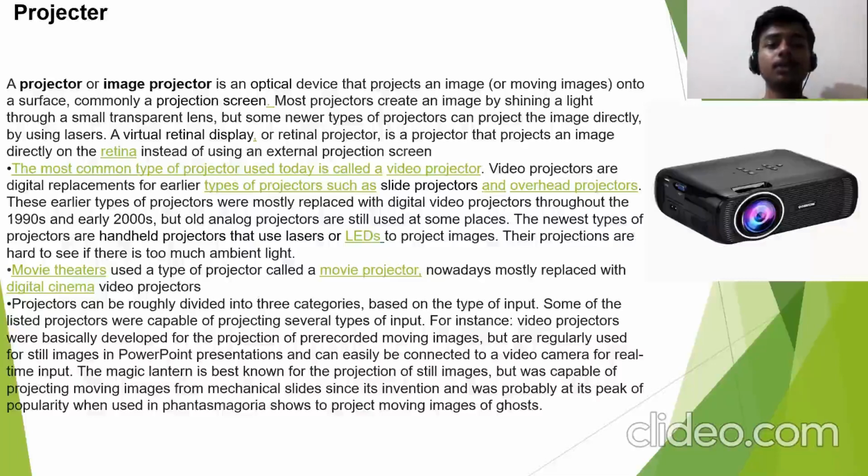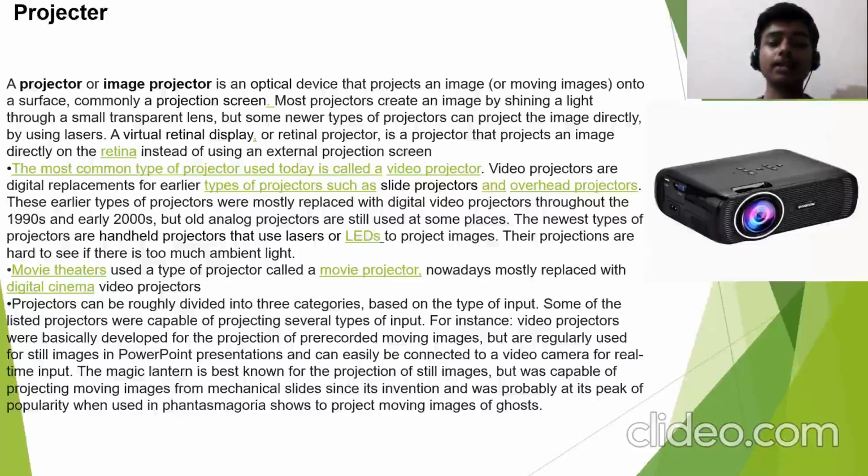Movie theaters used a type of projector called a movie projector, nowadays mostly replaced with digital cinema video projectors. Projectors can roughly be divided into three categories based on type of input. Some of the listed projectors were capable of projecting several types of input. For instance, video projectors were basically developed for the projection of pre-recorded moving images, but are regularly used for still images in PowerPoint presentations, and can be easily connected to a video camera for real-time input.